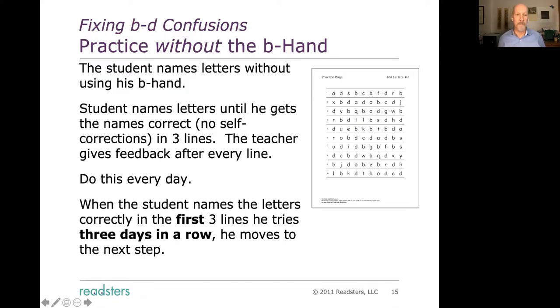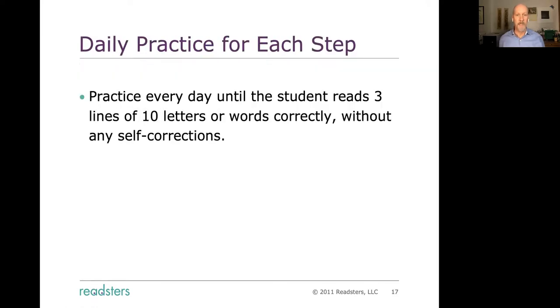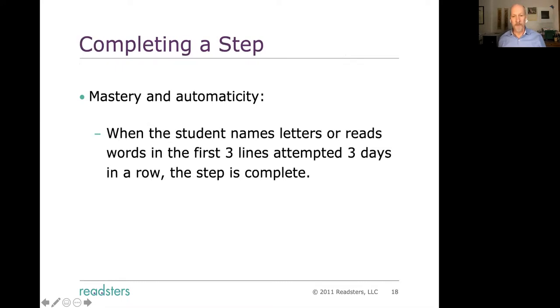The goal is to get in the practice, first just get your 3 rows. Then your next goal, moving towards proving automaticity, is that you're going to get the first 3 rows that you try. You do that 3 days in a row, you have completed a step. So if you're practicing with your hand, you get 3 lines. The first 3, no errors, 3 days in a row, then you can start practicing without your hand.